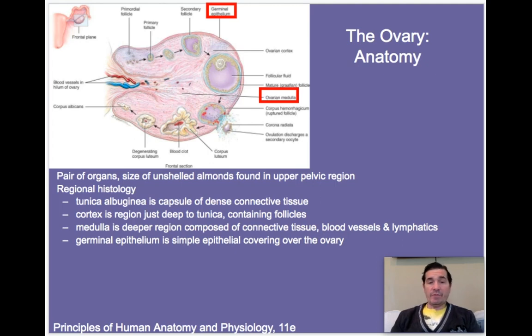Now, one of the things about this image that's very useful for your understanding is up at the top, we have those primordial follicles that develop into a primary follicle, which develops into a secondary follicle, and then into the Graafian follicle, which then causes the production of the corpus luteum, which is over here also. And we have the oocyte, the secondary oocyte. And then that corpus luteum can actually go on to become a corpus albicans. So that's the stages of how it progresses.